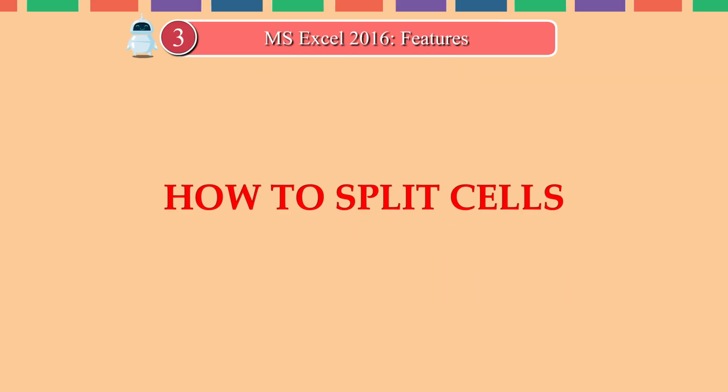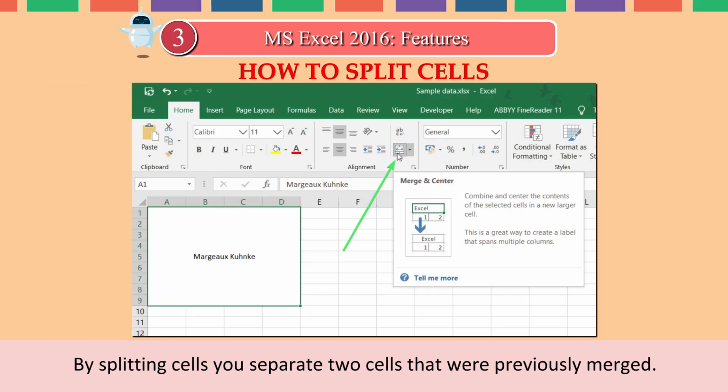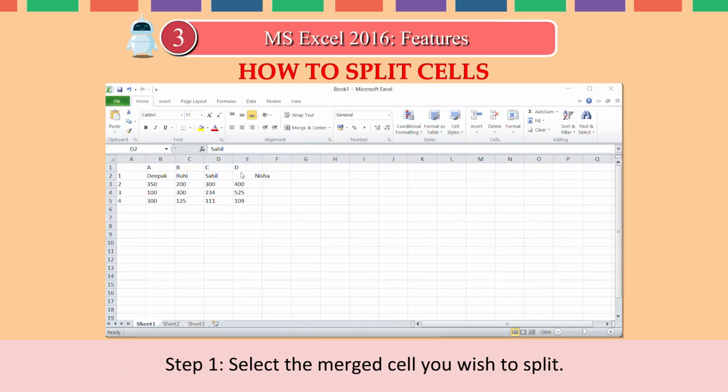How to split cells. Sometimes you may need to split cells. By splitting cells, you separate two cells that were previously merged. To split previously merged cells, you may follow the steps given below. Step 1. Select the merged cell you wish to split.